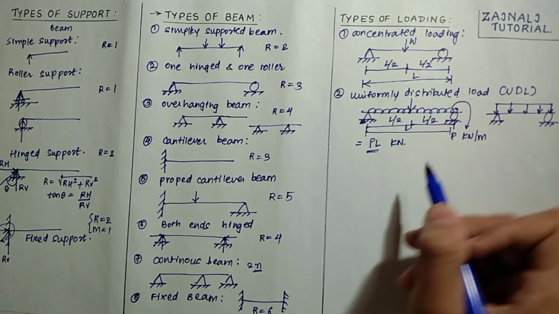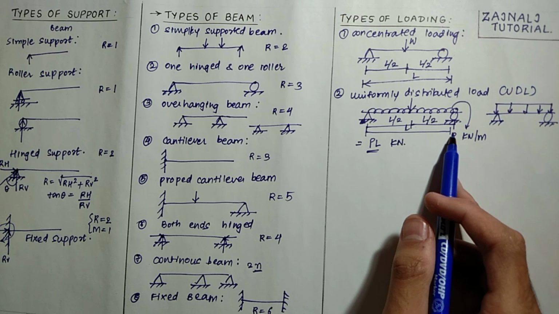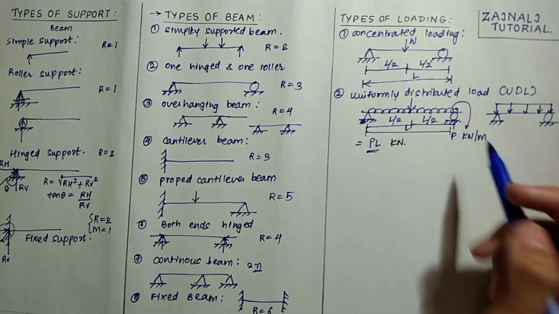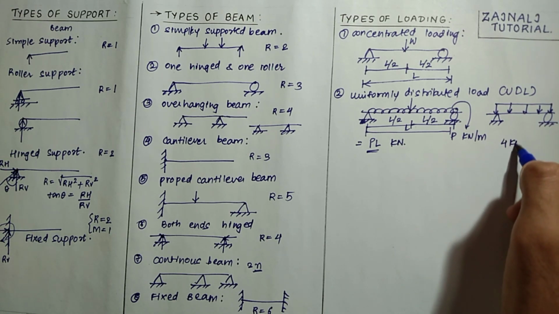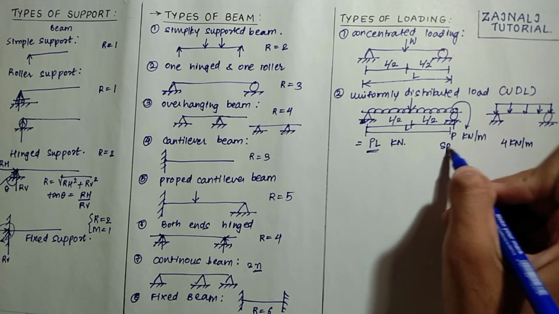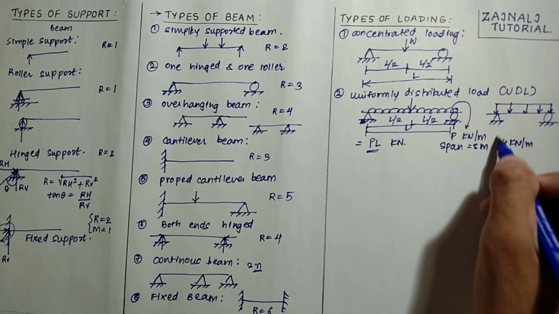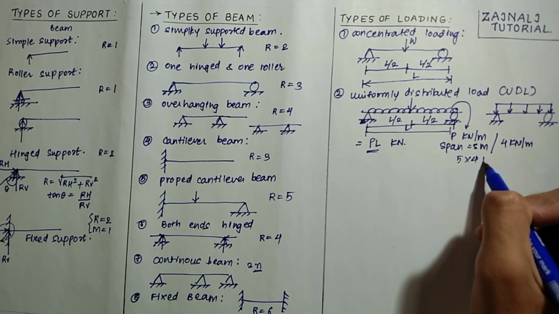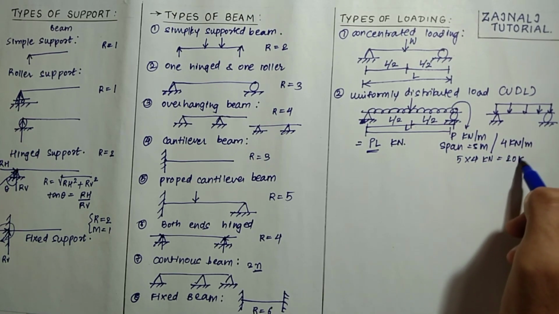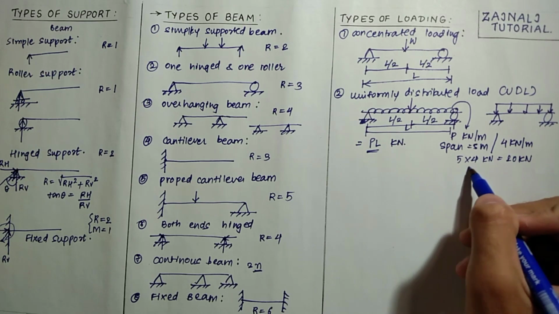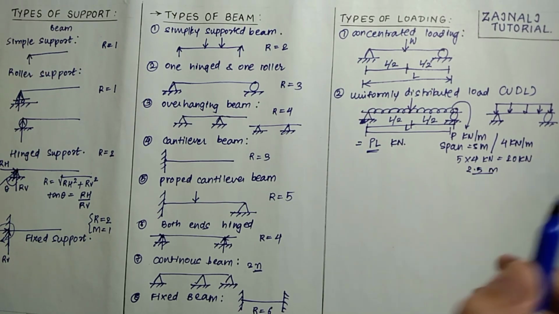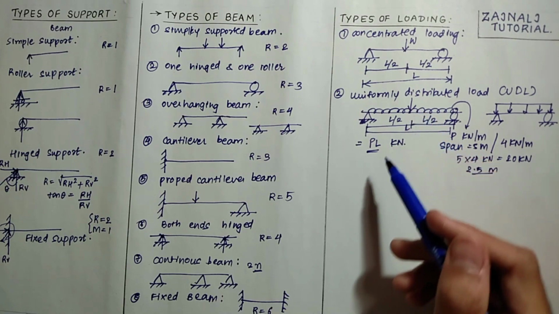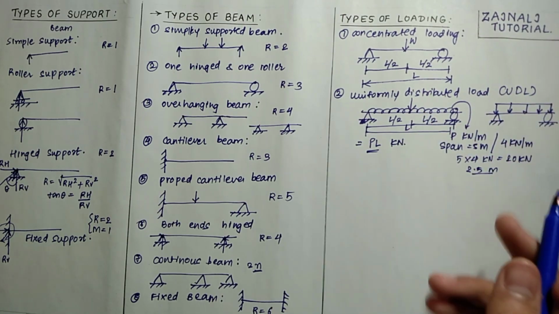Okay. If the length of the beam is 5 meter, and the intensity of the uniformly distributed load is 4 kilonewton per meter, and the span is equal to 5 meter, then the point load would be 5 into 4 kilonewton, which is equal to 20 kilonewton, acting at a distance of 2.5 meter from either end. So this is a method for converting the uniformly distributed load to the point load for problem solving purpose.